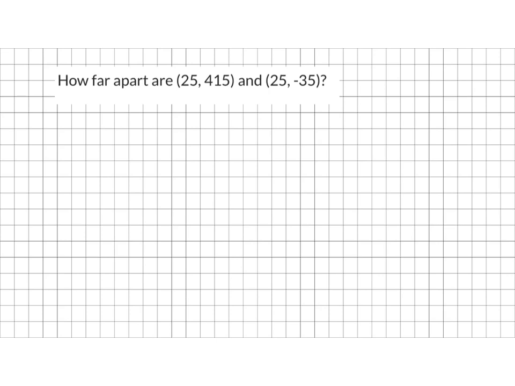So instead, I'm going to kind of try and think about where they are. So I know that my x-coordinate for both is 25. So that means that these points must be lined up vertically if they have the same x-coordinate. They're both at x equals 25. And then I know that the first point is 415 above 0.